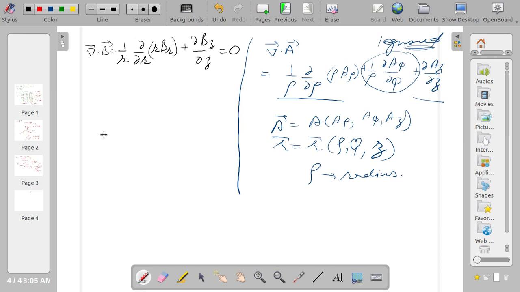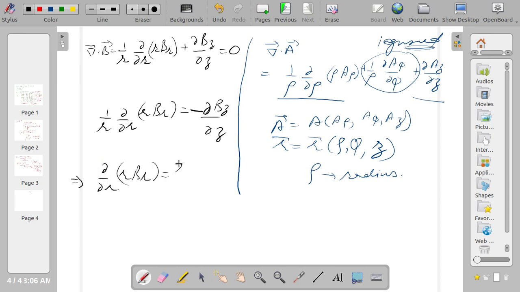Now this condition gives us that 1 by R ∂/∂R (R B_R) must be equal to minus ∂B_Z/∂Z. So this can be written as ∂/∂R (R B_R) is equal to minus R ∂B_Z/∂Z.